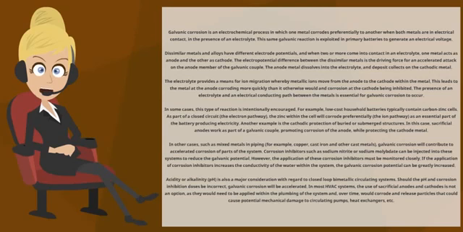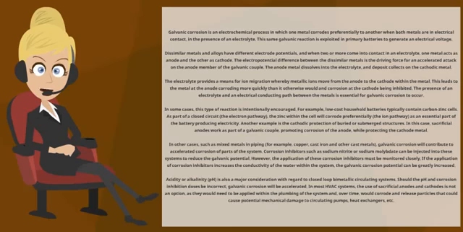Dissimilar metals and alloys have different electrode potentials, and when two or more come into contact in an electrolyte, one metal acts as anode and the other as cathode. The electropotential difference between the dissimilar metals is a driving force for an accelerated attack on the anode member of the galvanic couple. The anode metal dissolves into the electrolyte, and deposit collects on the cathodic metal.